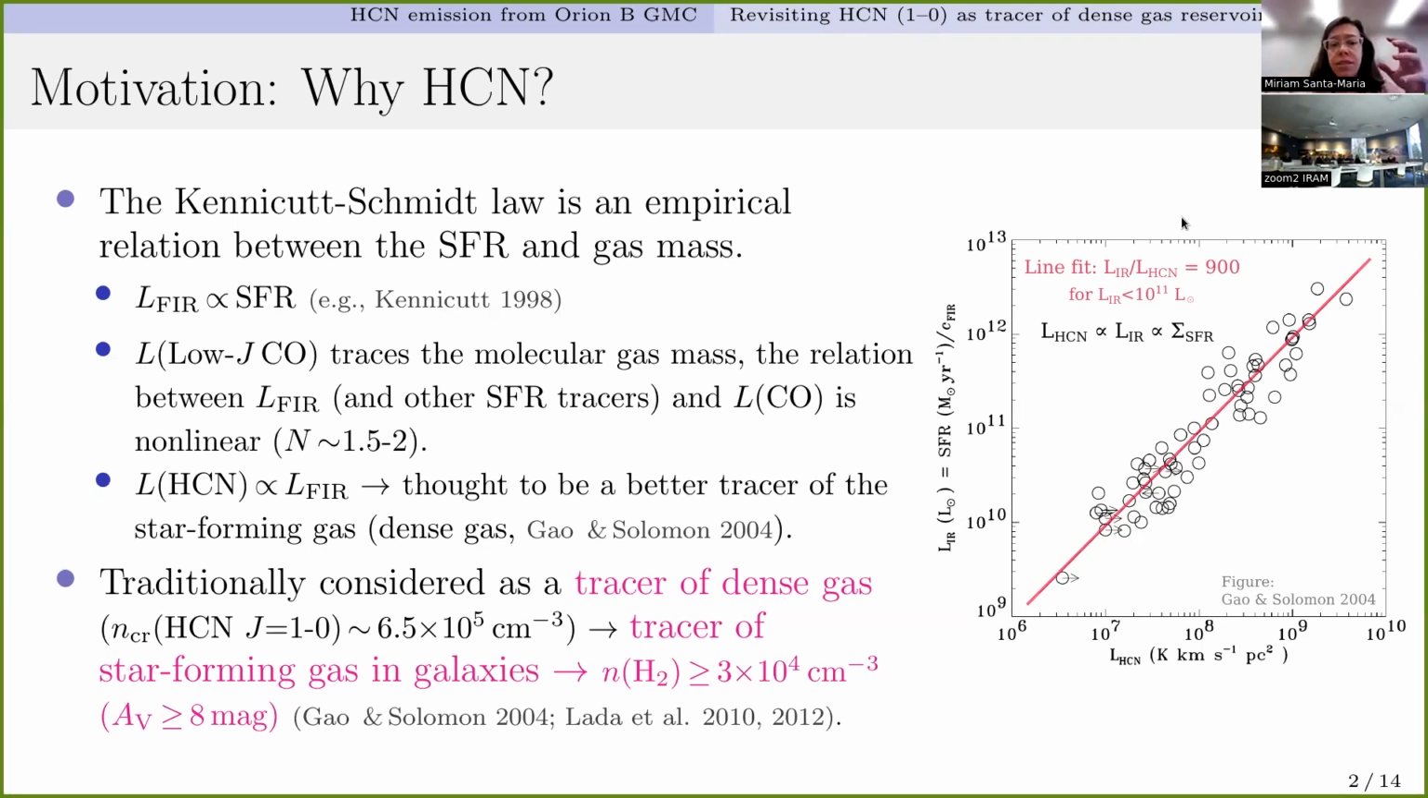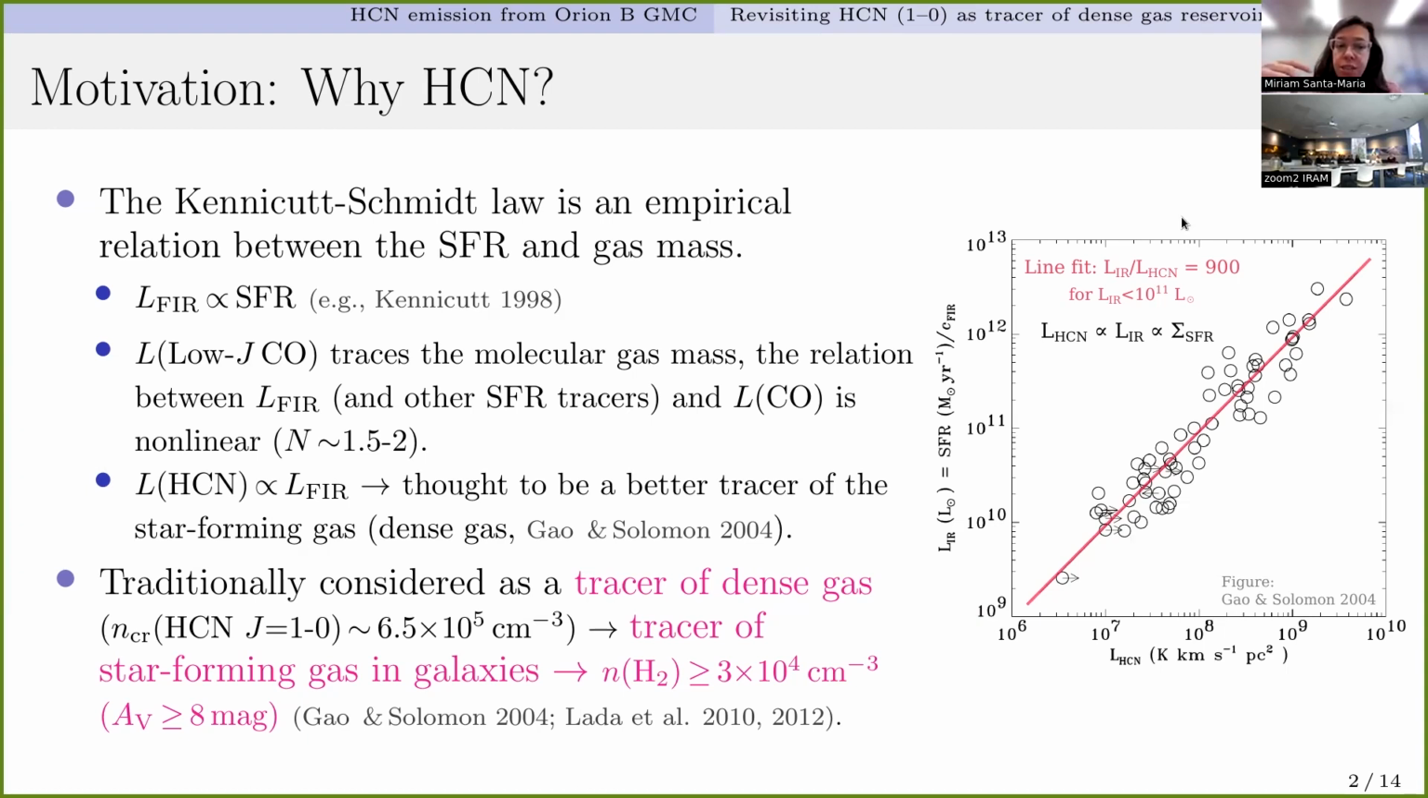empirical relation between the star formation rate and the dense gas mass. So they use different tracers to derive the star formation rate and the gas mass. For example, Kennicutt in 1998 found that the far infrared luminosity correlates or is a tracer of the star formation rate. On the other hand, for the gas mass, in extragalactic studies, they mostly use the low rotational lines of the CO, the luminosity, to trace the molecular gas mass.